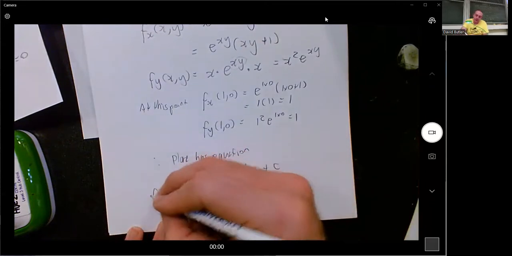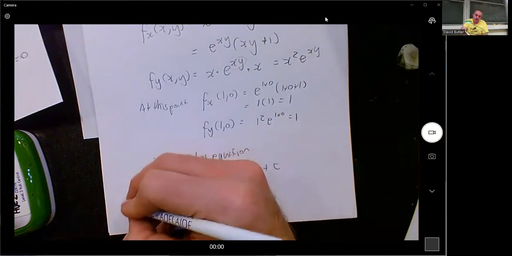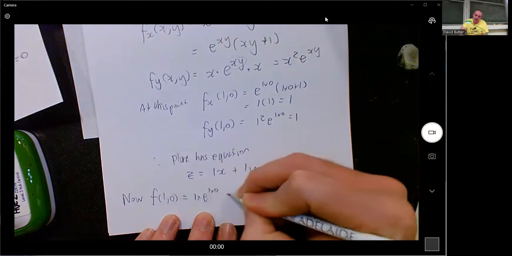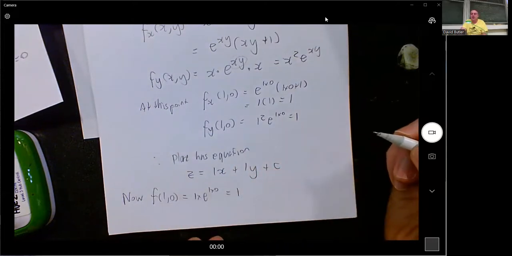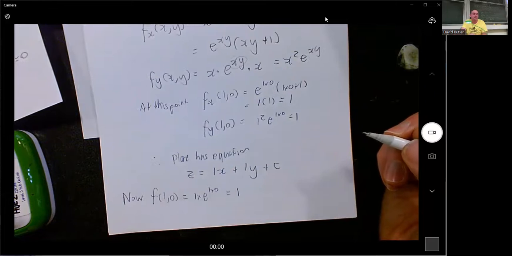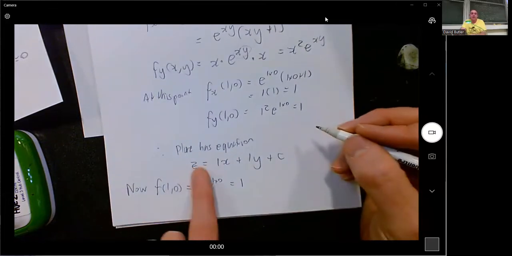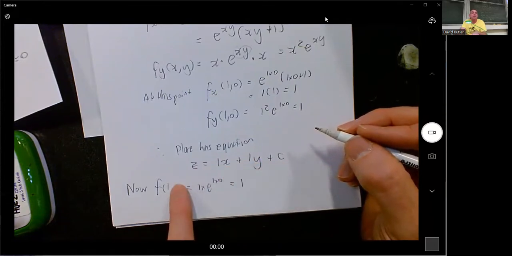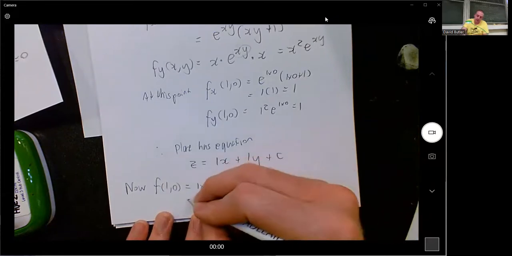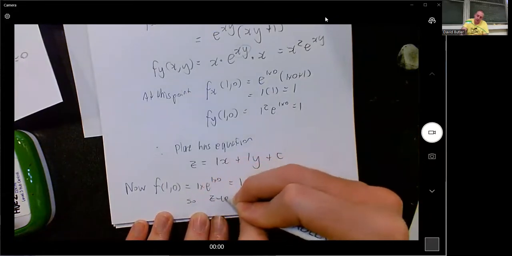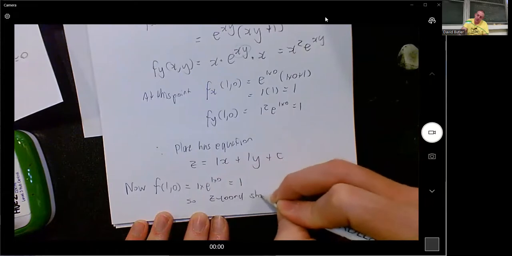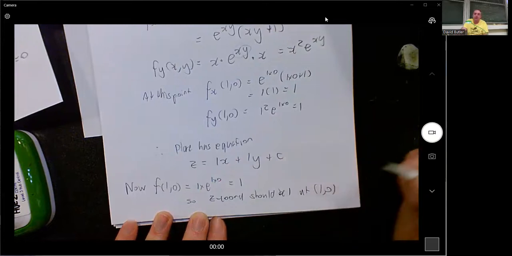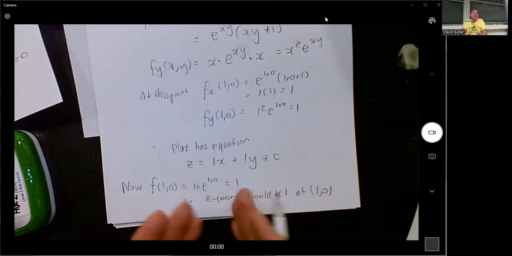So I know that f of 1, 0 is 1 times e to the 1 times 0, which is 1. Everything's 1. Sorry, should have put another number in there. And so this is supposed to produce the same answer when x and y are these points. So the z coordinate should be 1 at the point 1, 0. Because that's what the function does.